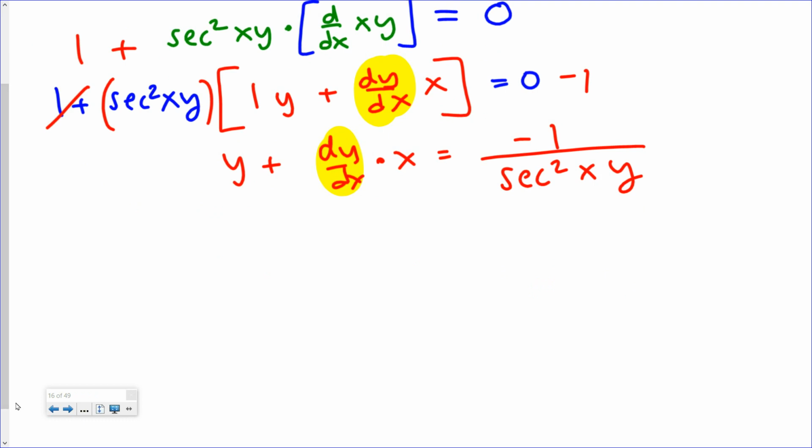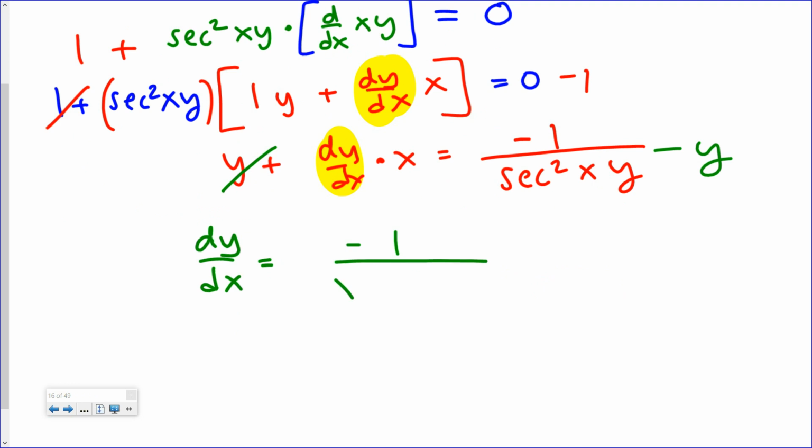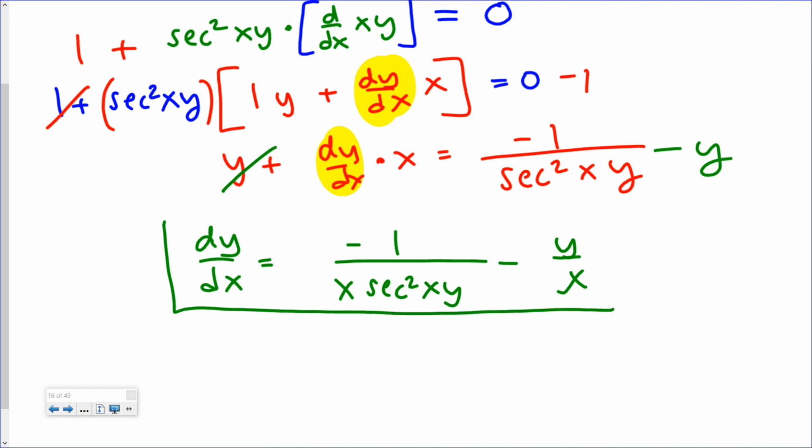What's your next smart idea? Subtract y on both sides. Okay, and then finally, what do I need to do? Divide by x. So it'll be -1 over x secant squared xy minus y over x. What I'm really doing is I'm multiplying by 1 over x on both sides, if that makes any sense. Dividing by x is multiplying by 1 over x. Okay, and that is my answer for number 3.